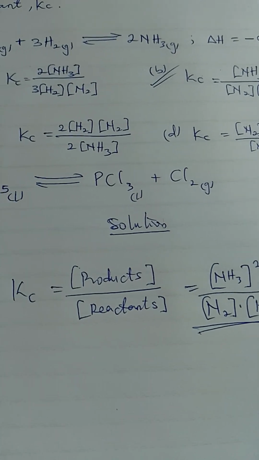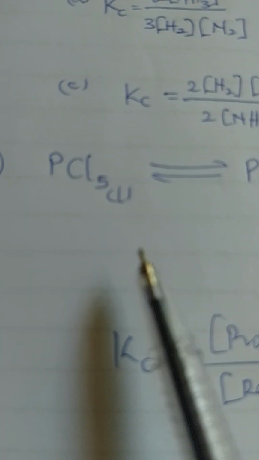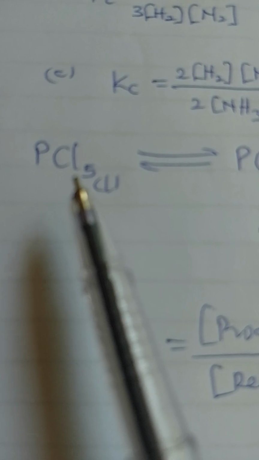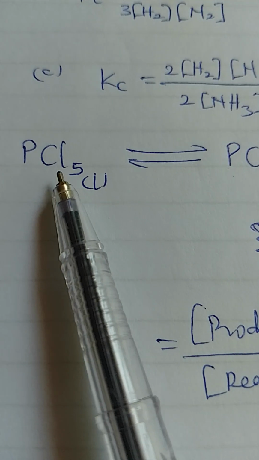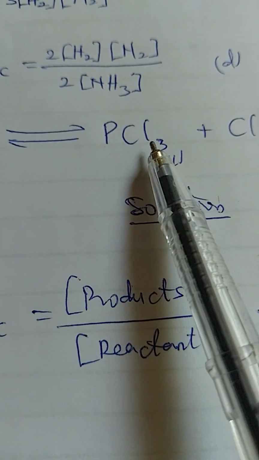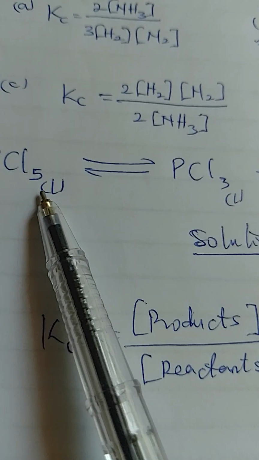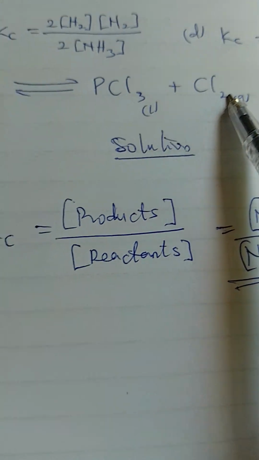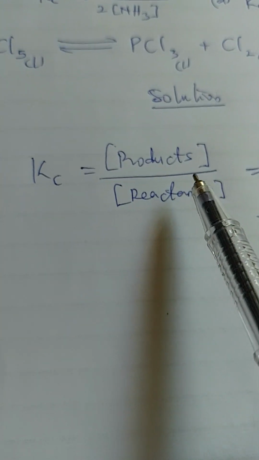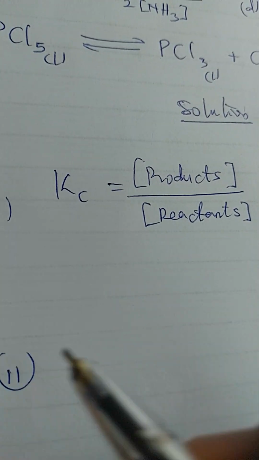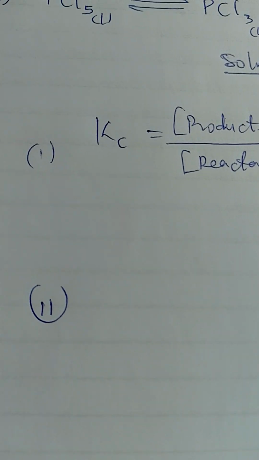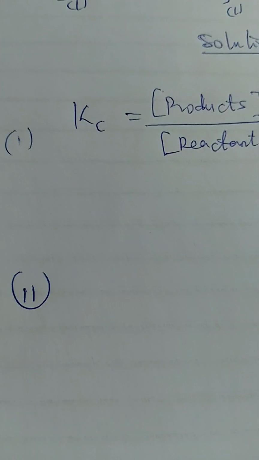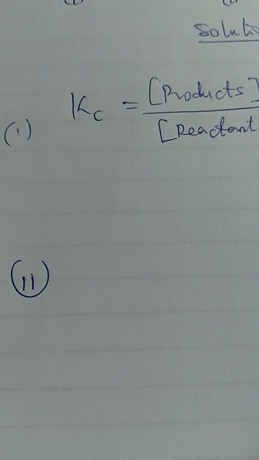Hope you understand that. Now look at the second question. This is phosphorus chloride giving us another phosphorus chloride. This is like a decomposition reaction, or a reversible reaction, to produce chlorine gas. So in this case, if you follow the rules that say the concentration of the products over that of the reactants, there is a rule that says it should be for only the gaseous species that should be represented.